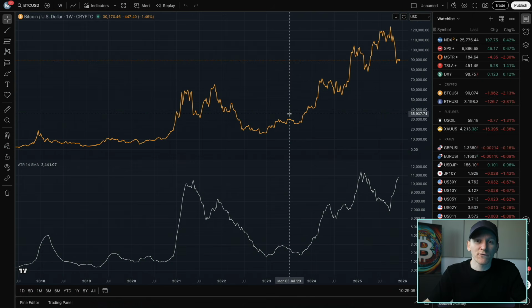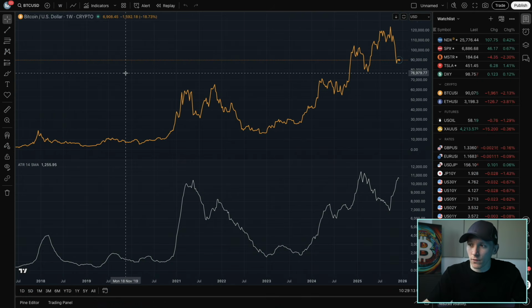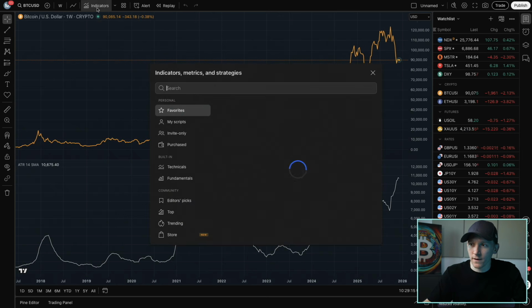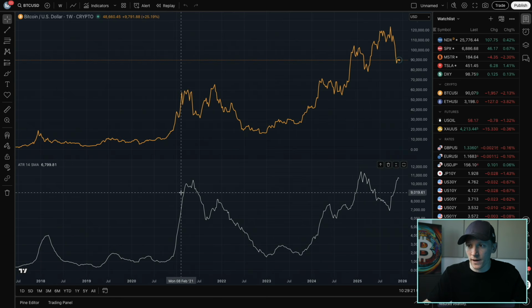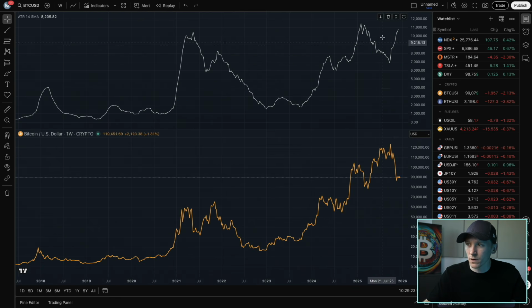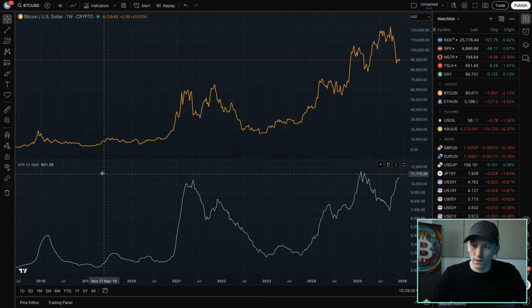I'll show you how to use the average true range indicator on TradingView, otherwise known as ATR. So in your chart screen, come up to indicators here. You can just search for ATR or average true range. You can click it once and then it appears on the chart down at the bottom. You can change it to the top if you want, or down at the bottom, just like every other indicator.